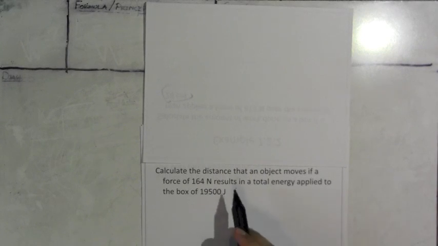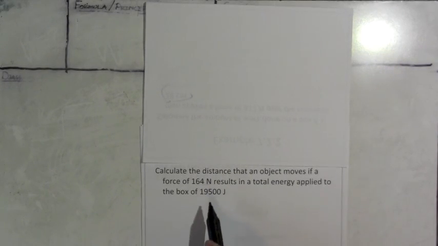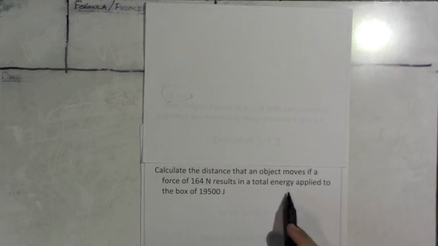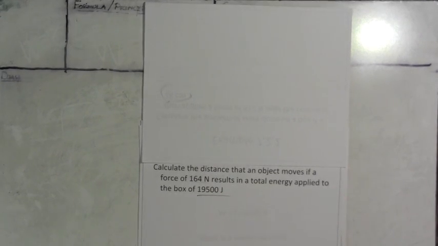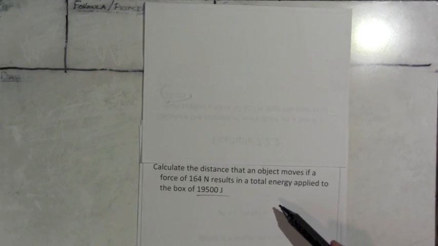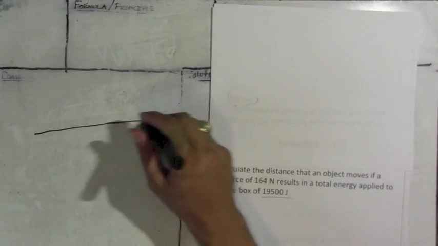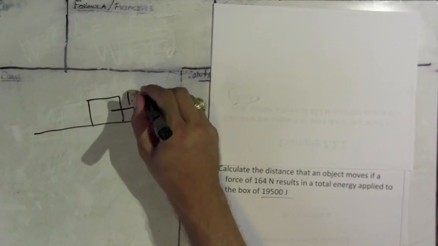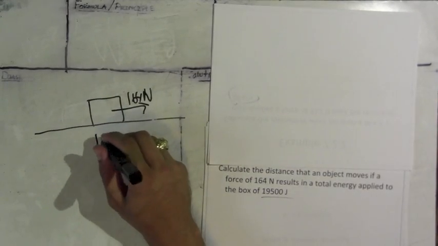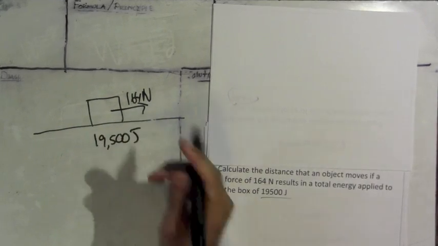This question says calculate the distance that an object moves if a force of 164 newtons results in a total energy applied to the box of 19,500 joules. So remember, it doesn't specifically say work in any of these questions, but it does give you the total energy. Remember, work is an example of energy, so we can say, all right, I've got some sort of box that I'm pushing with 164 newtons of force. I know somehow I'm going to get 19,500 joules out of that.